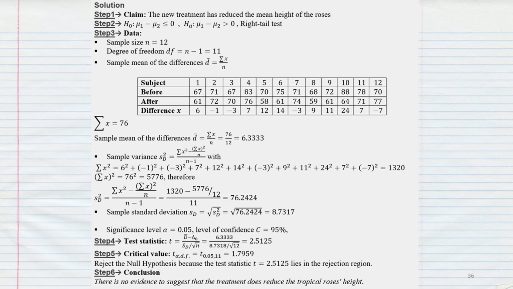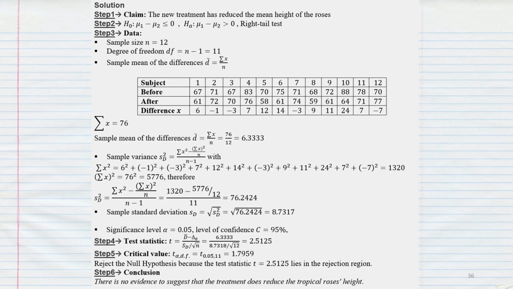Let's solve it. Step 1. Make a claim. The new treatment has reduced the mean height of the roses. Step 2. Define the null hypothesis H sub 0, stating mu1 minus mu2 is less than or equal to 0, and the alternative hypothesis H sub A, stating that mu1 minus mu2 is greater than 0. Therefore, this is a right tail test.